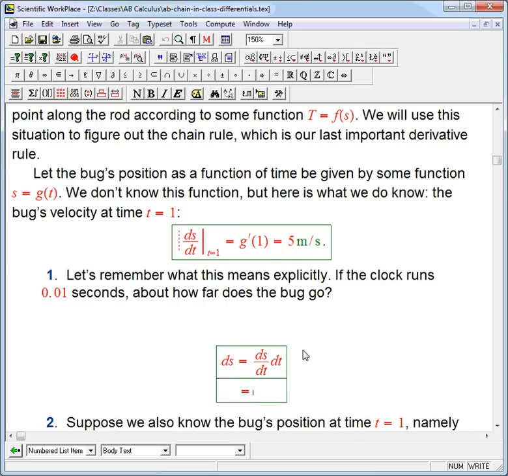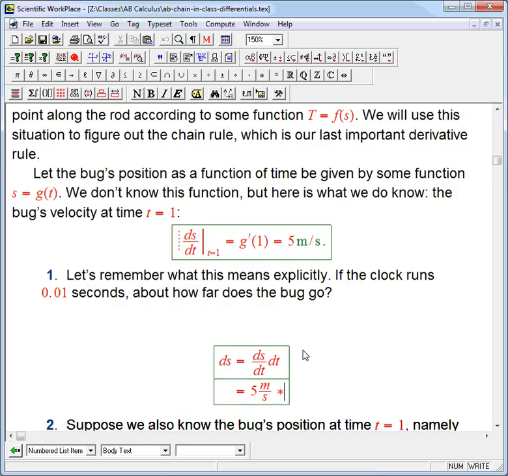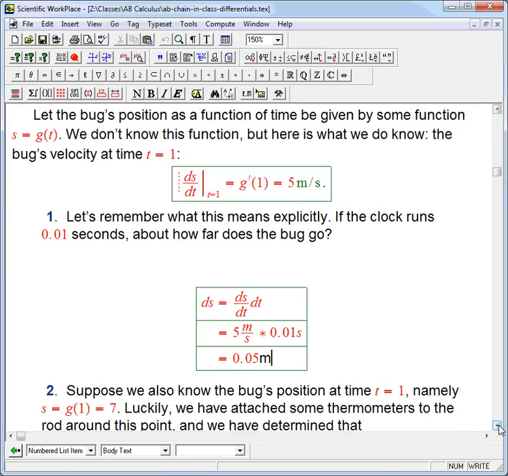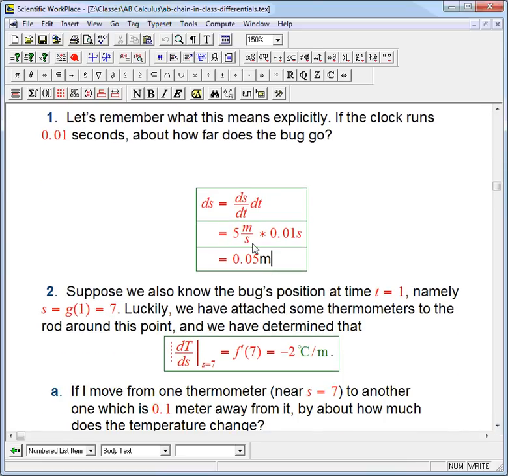And we know those two pieces of data. That's 5 meters per second times 0.01 seconds. And so that's 0.05 meters. Being inconsistent about math mode, but whatever. Okay. So, we know how far the bug went.